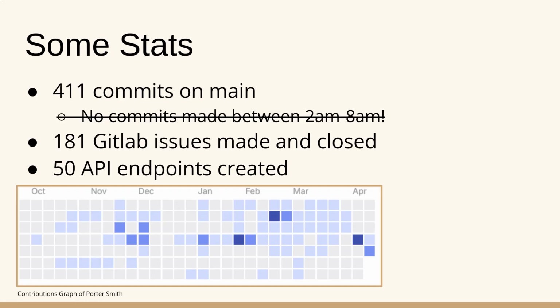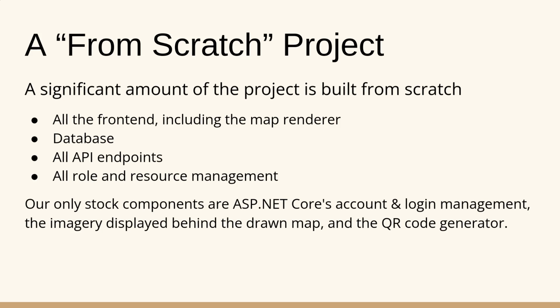That aside, the whole class used GitLab for Capstone. Our stats are 411 commits on main, 181 GitLab issues created and closed, and a total of 50 API endpoints. Now, we spent all those commits building this entire piece of software from the ground up, which includes the whole front end, including the map renderer.